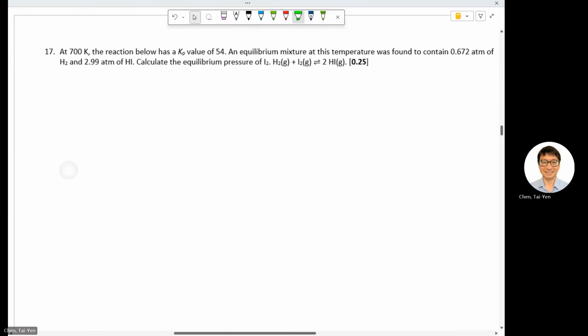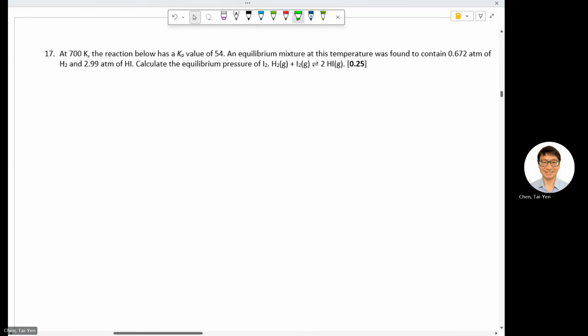Next, it says at 700 K, the reaction below has a Kp value of 54. At equilibrium, mixtures at this temperature were found to contain 0.672 atm of H2 and 2.99 atm of HI. Calculate the equilibrium pressure of I2. Okay, so again, it's equilibrium. You have Kp, right? So there's a keyword. The thing you are looking for is the pressure of I2 at equilibrium.